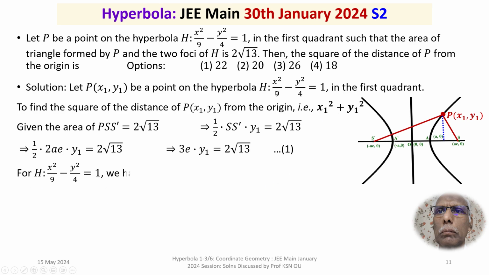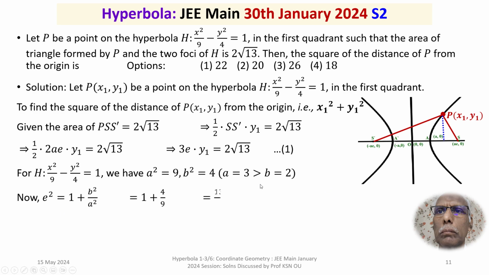For this hyperbola h, x square by 9 minus y square by 4 is equal to 1, A square is equal to 9, B square is equal to 4, A is equal to 3, B is equal to 2. A is greater than B. So when A is greater than B, E square for the hyperbola is 1 plus B square by A square. So 1 plus 4 by 9, that is equal to 13 by 9, and the eccentricity E will be under square root of 13 by 3. So go back to equation 1, substitute for E and obtain y1.